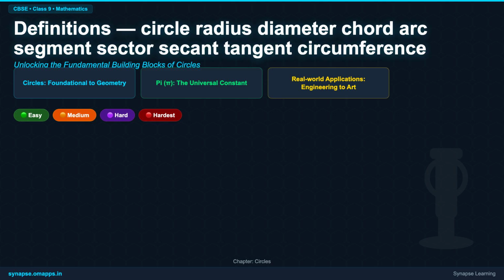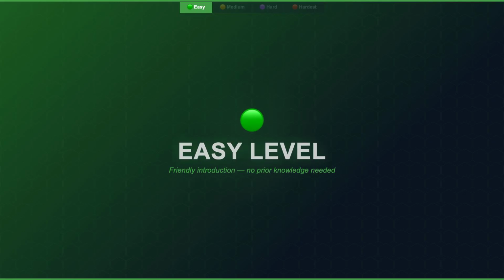Get ready to build a strong foundation, moving from easy concepts to more challenging ideas, understanding how circles shape our world. Let's dive in. Ready to start simple? In this easy section, we'll define what a circle is and introduce its most basic parts. Think of it as learning the ABCs of circular geometry.